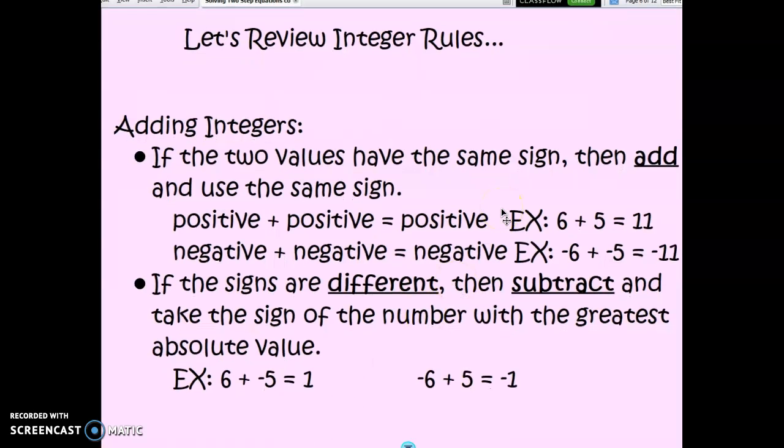So adding integers, remember, if the two values have the same sign, then we add and keep the sign. Okay, so if we add two positives, we add, it stays a positive. If we have two negatives, we add and it stays a negative. Now, what's different is if the signs are different, then we have to subtract and keep the sign of the number that's larger. Okay, and then you see the two examples. 6 plus negative 5, of course, 6 is higher, so it is a positive answer. And then the second one, negative 6 plus 5, negative 6 is higher, so it stays a negative.